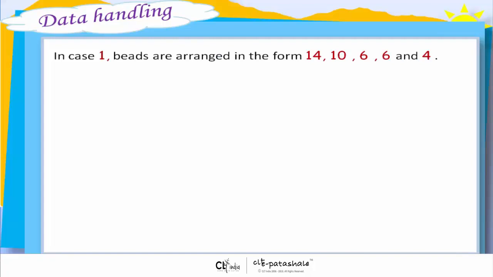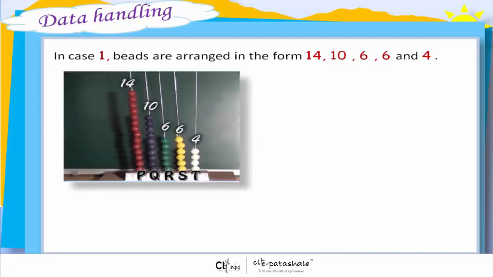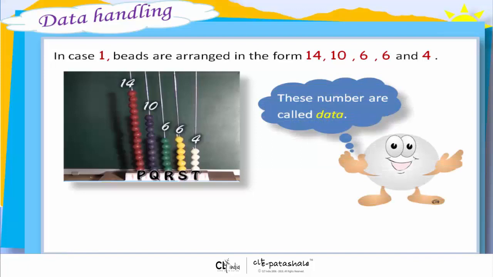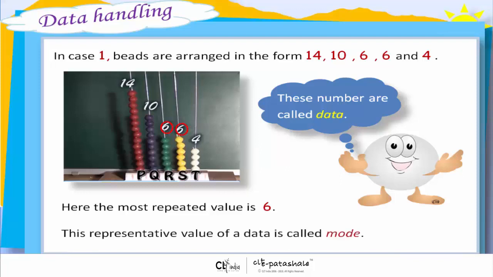In case 1, beads are arranged in the form of 14, 10, 6, 6 and 4. As shown in the figure, these numbers are called data. Here the most repeated value is 6. This representative value of a data is called mode.